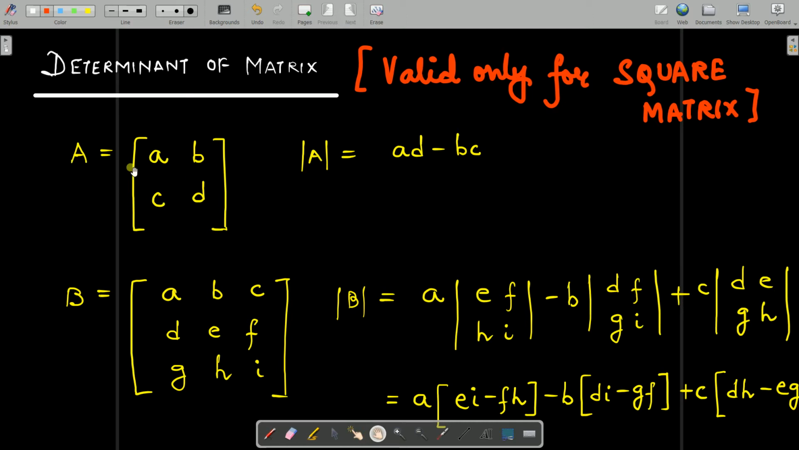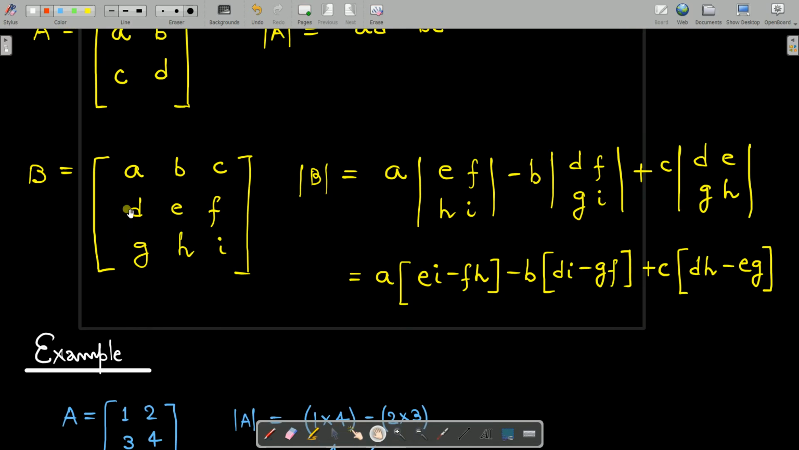If you want to find the determinant, simply you need to multiply AD, and then minus BC for 2 cross 2. And for 3 cross 3 you can write it in this way, that is A times the minor of this. We will introduce the terms minor and cofactor sometime later, but for the time being remember that if you want to find the determinant of matrix B, you write this element A, and then delete this row and delete this column, and whatever matrix you have left, you find the determinant.